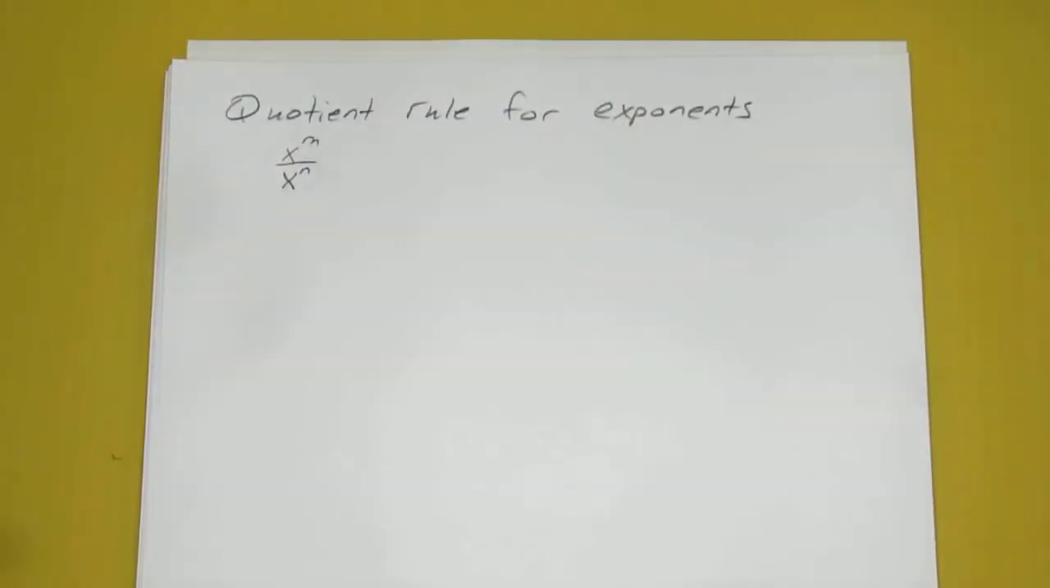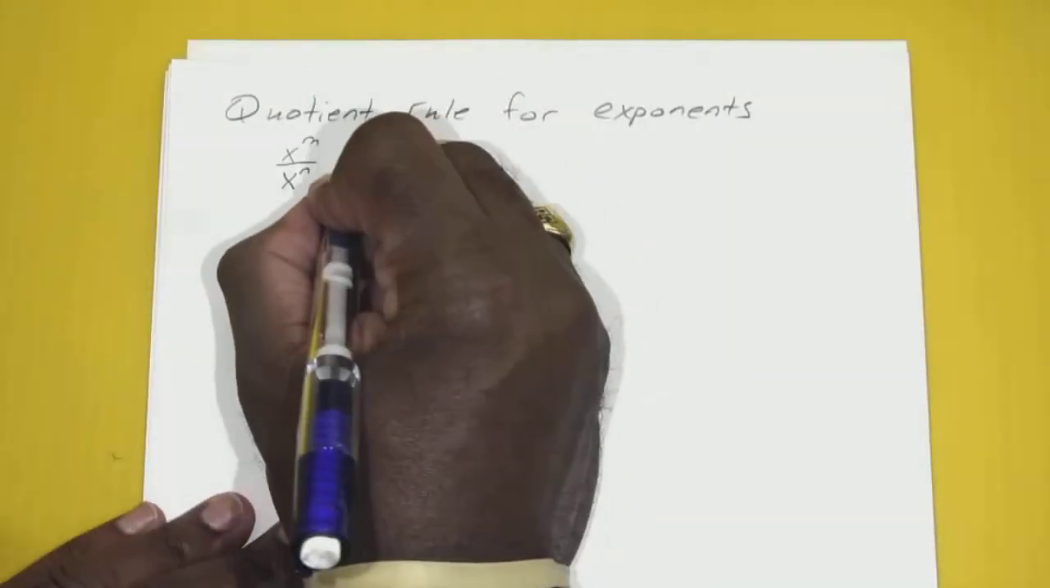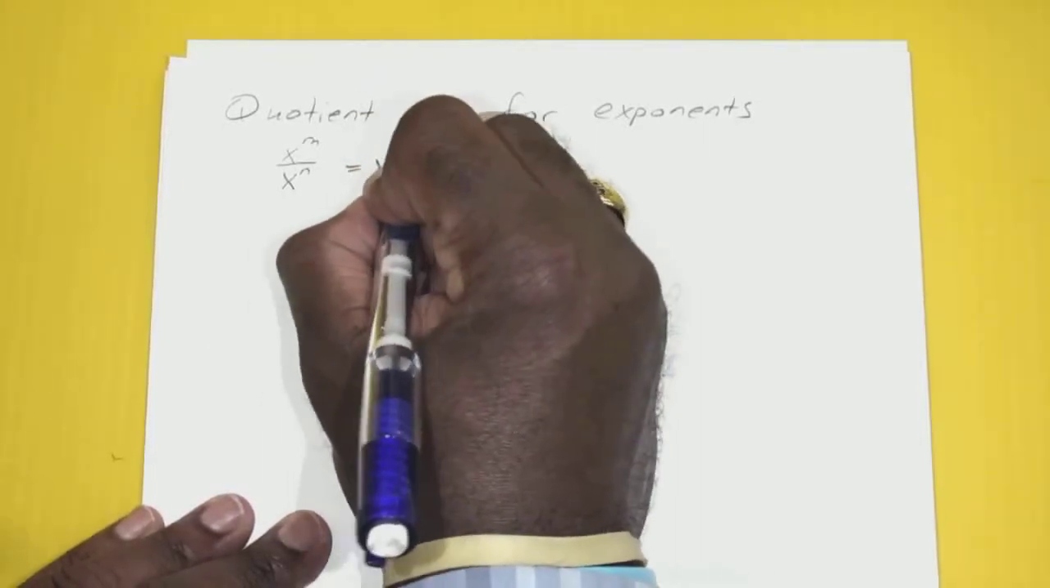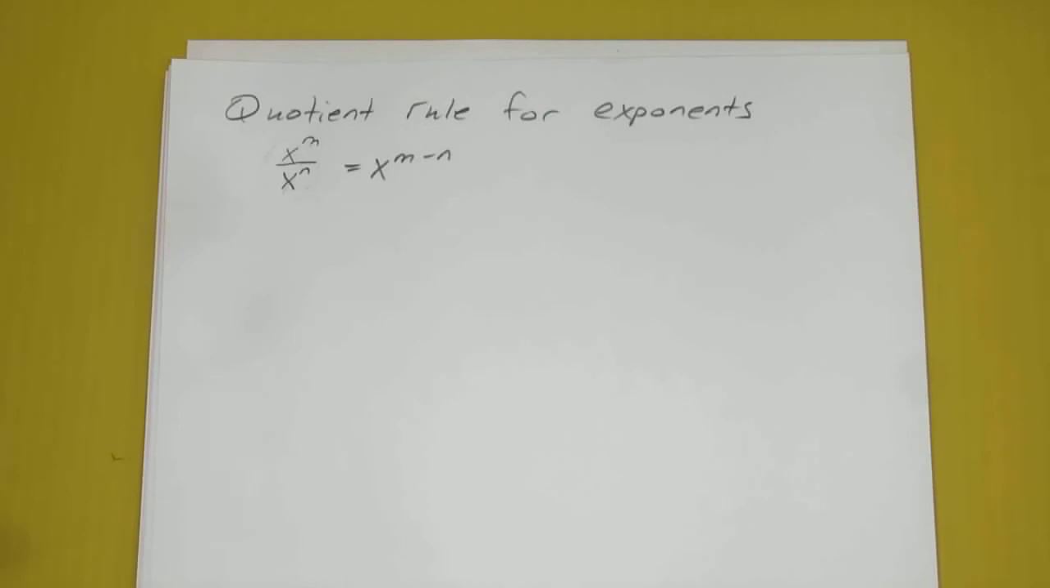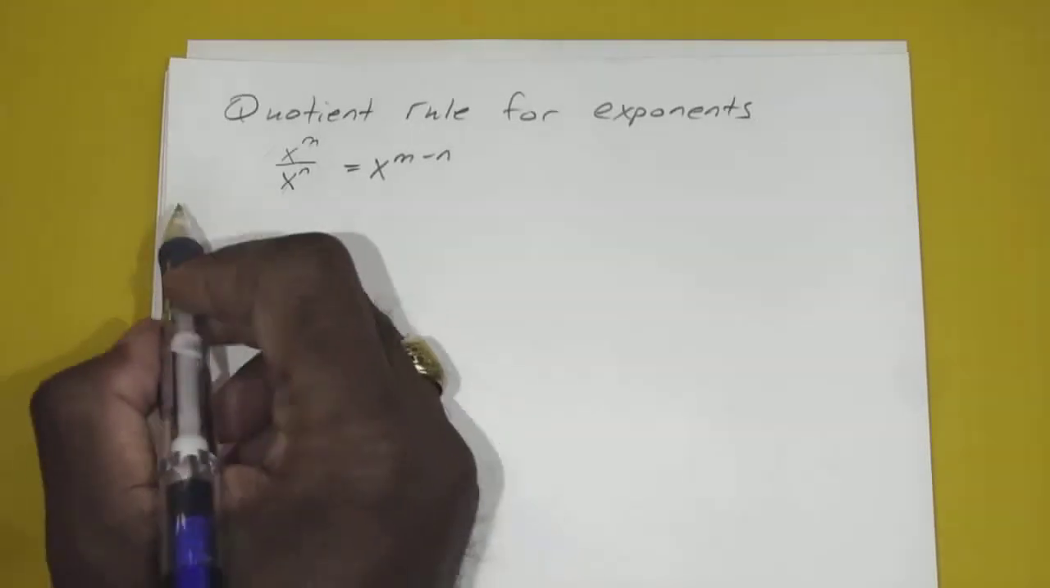Now, as long as your bases are the same, it's x to the m minus n. Why minus? Because they'll eventually just cancel each other out. Will it always be minus? Yep, it'll always be minus. You always subtract the lower one from the upper one.